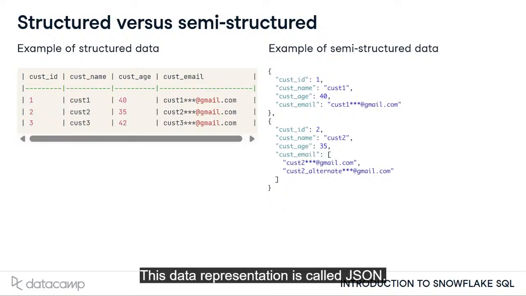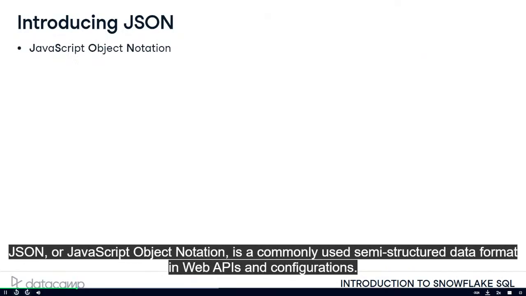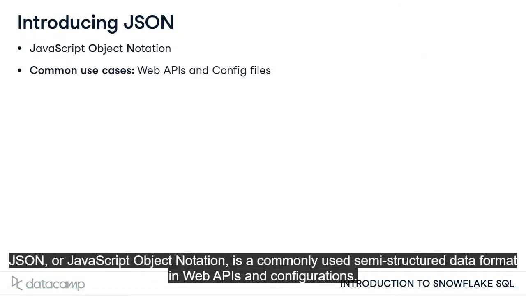This data representation is called JSON. JSON, or JavaScript Object Notation, is a commonly used semi-structured data format in web APIs and configurations. It uses key value pairs separated by a colon. For instance, here, cust ID is a key, and 1 is the corresponding value.